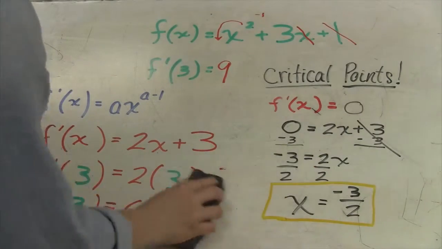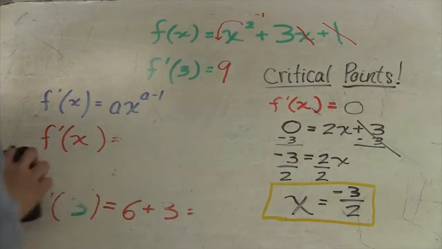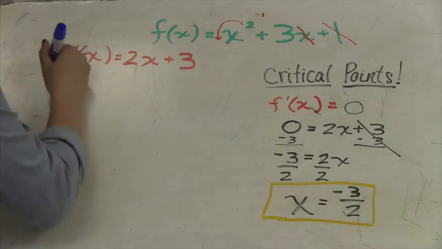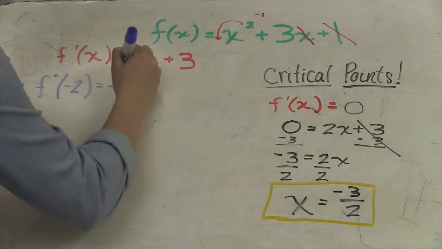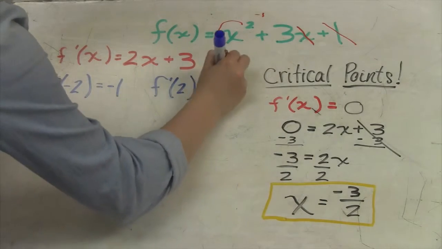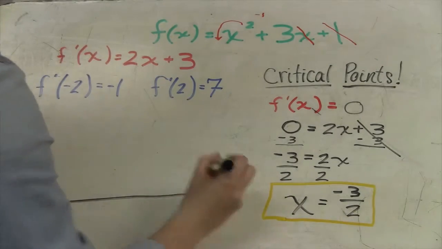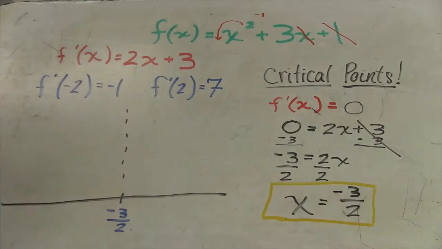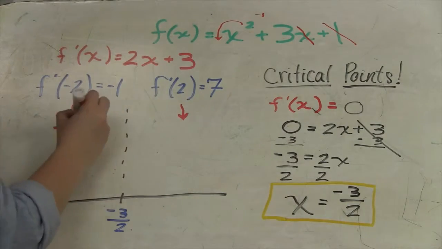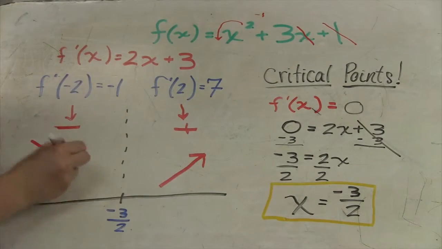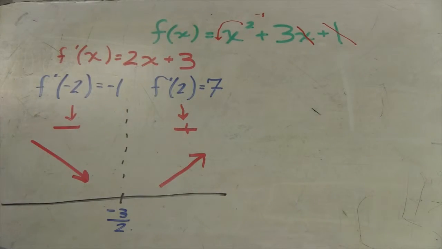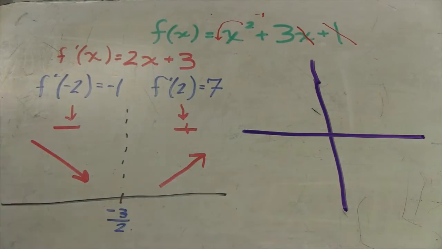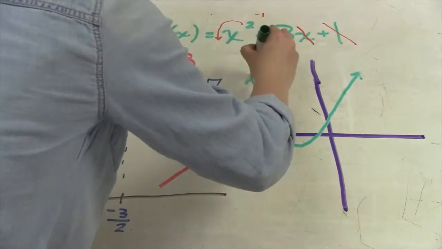You can also use derivatives to figure out whether a function is increasing or decreasing. To do this, plug values greater than and less than the critical point into the derivative function. Y values that are positive mean that the original function is increasing, while y values that are negative mean the original function is decreasing. And if you were to actually graph the original function, you would see that you get a parabola.